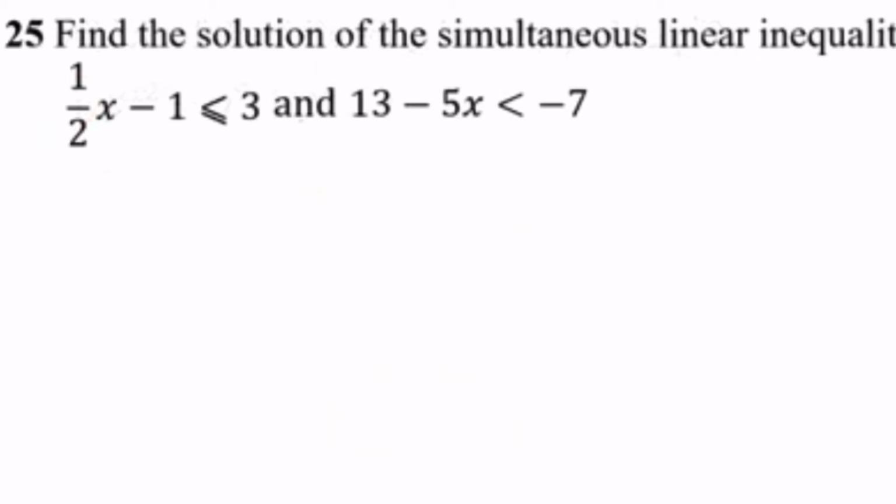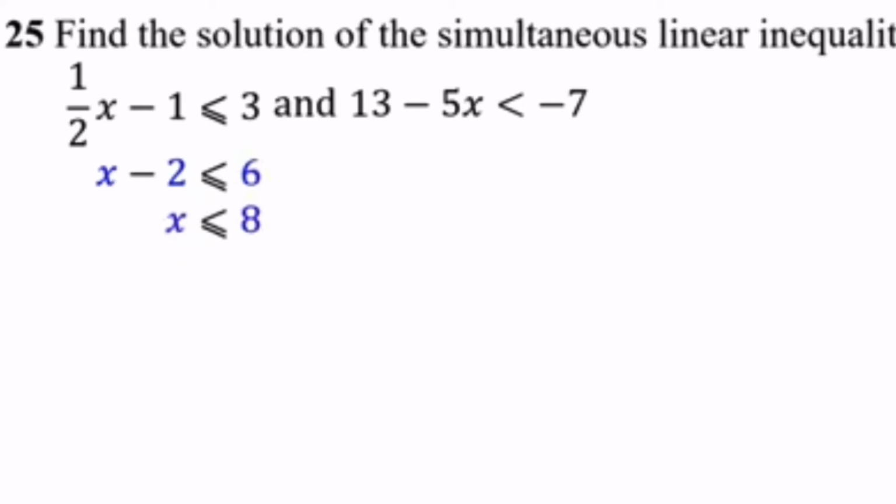So first we will focus on the first inequality and we will solve. So 1 over 2x minus 1 less than or equal to 3. So we will do it separately first, then we will do the second one. So for the first one, I will times 2 for every term, so it becomes x minus 2 less than or equal to 6. And then I will solve: x will be less than or equal to 6 plus 2, so x less than or equal to 8. This is for the left hand side inequality.